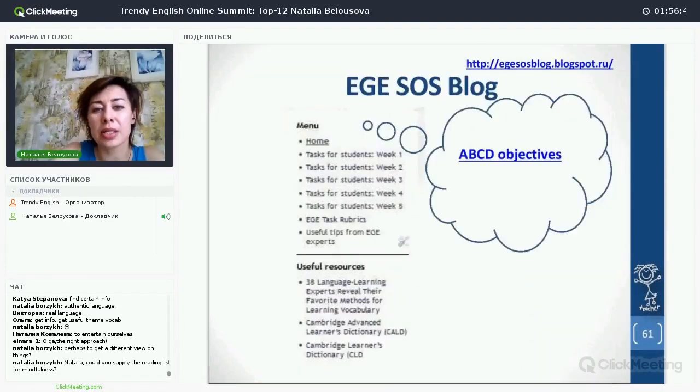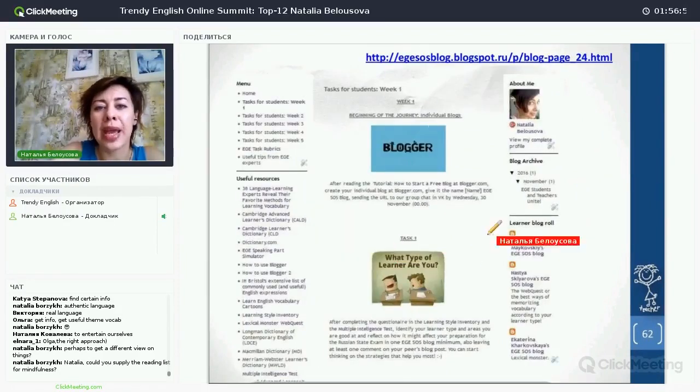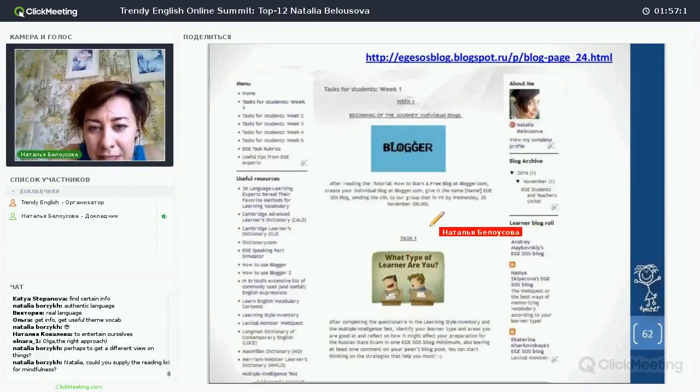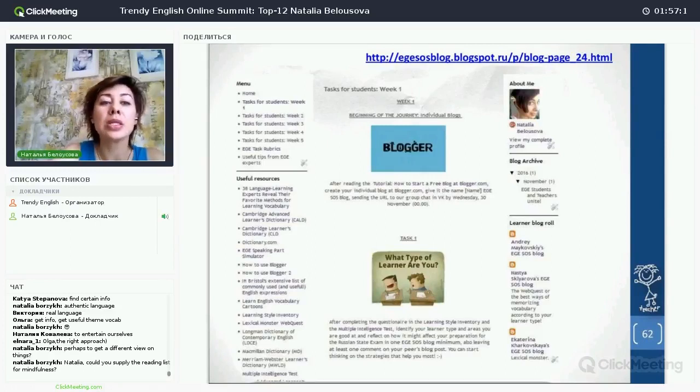So the first task they had to do during the first week was basically to create their own learner blog. Yeah, and this is the task. After reading the tutorial, how to start a free blog at blogger.com, create your individual blog at blogger.com, give it a name and an example, yeah? Sending the link to our group chat in VK by Wednesday, the 30th of November, yeah?